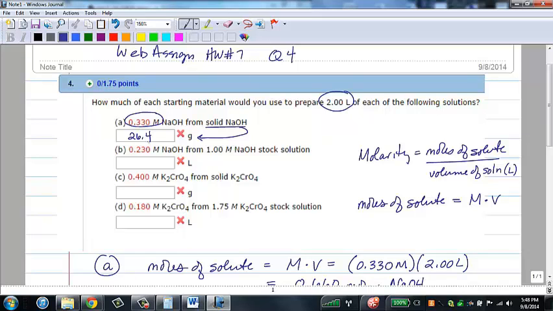solution. In the next problem, we are making a dilute solution from a solution with higher concentration. So our dilute solution that we're making has a molarity of 0.230. And as before, we're going to make 2 liters of it. We're starting with a solution that has a higher concentration, one that has a concentration of 1 molar. It's a stock solution. So it's a solution that someone has prepared and left in a stock room so that it can be diluted to make a variety of other solutions with lower concentration.